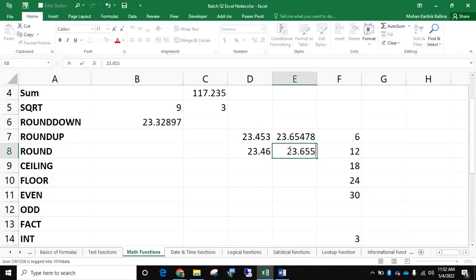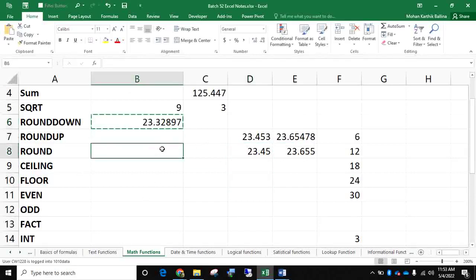Who said that? Then what would this be? 23, and after the decimal I want to see only 2 digits. What comes? 23.4, 4, 4, 6. Sorry, 4, 5. 5 comes, because it is near to 450, right? So if the last digit is greater than or equal to 5, it will round up to 4.6. If the last digit is less than 5, then it is 4.5. This is actually how ROUND works.